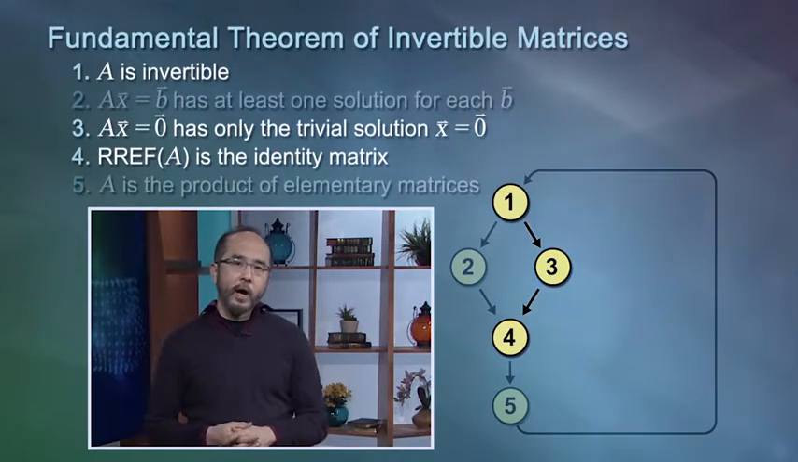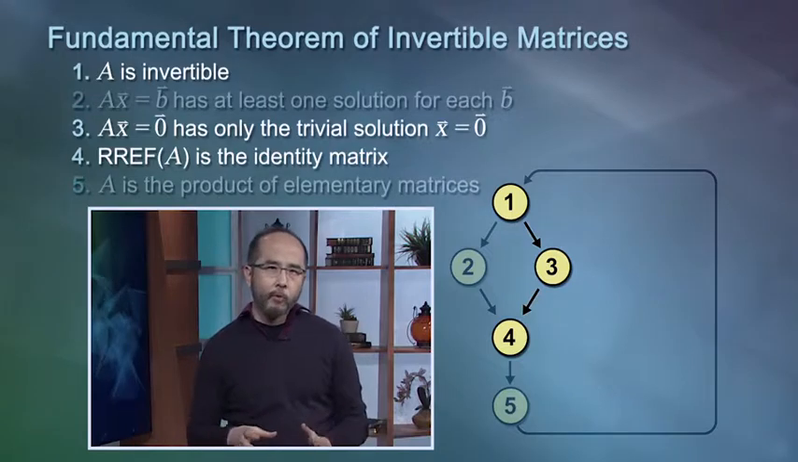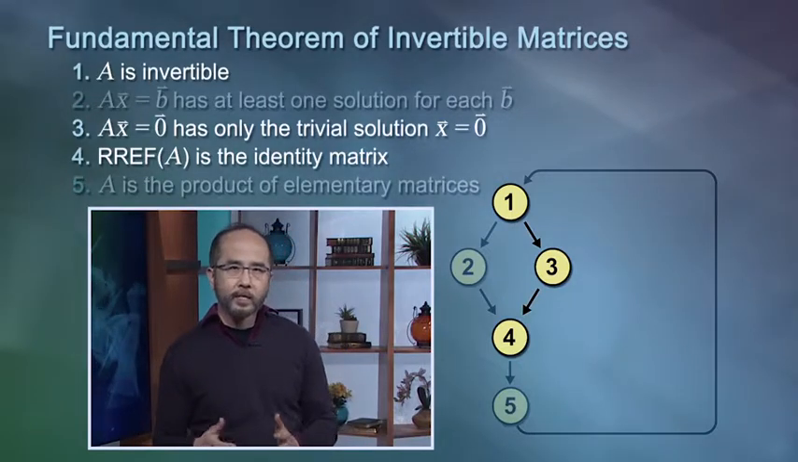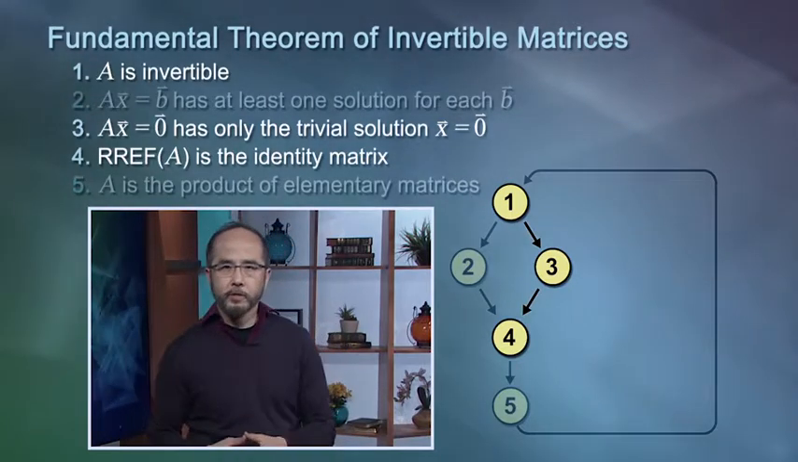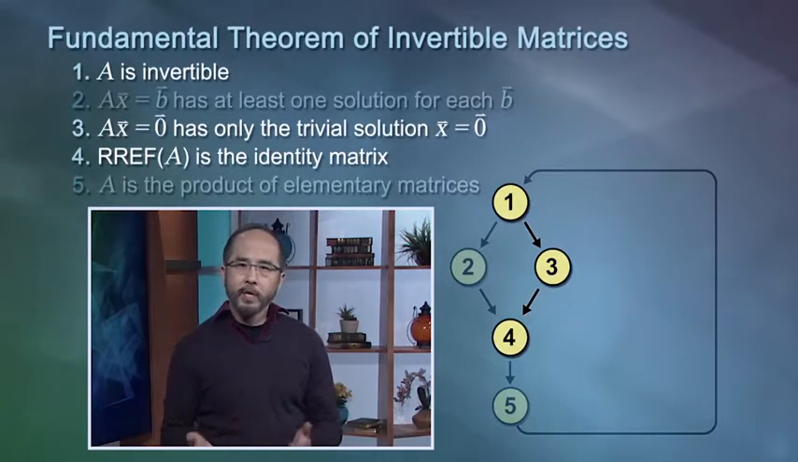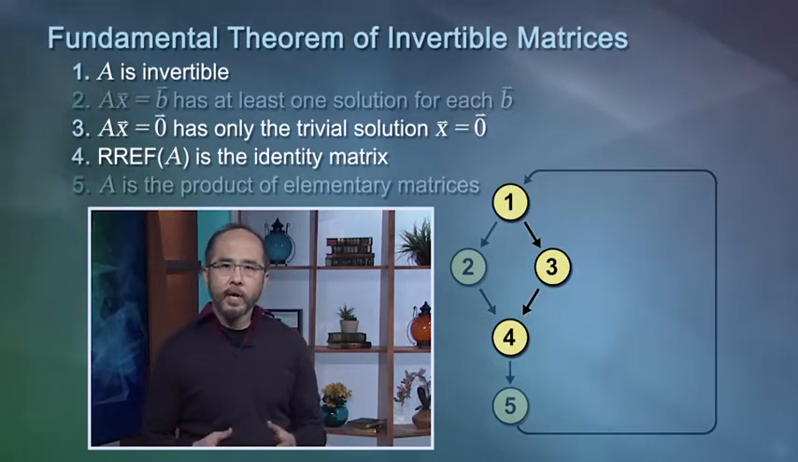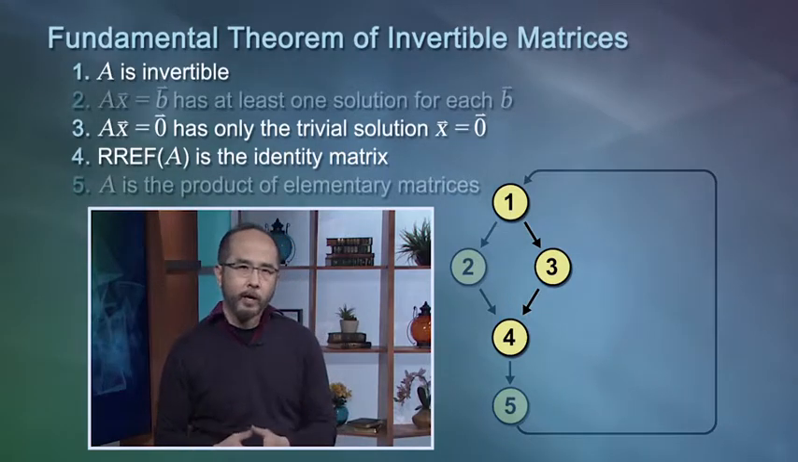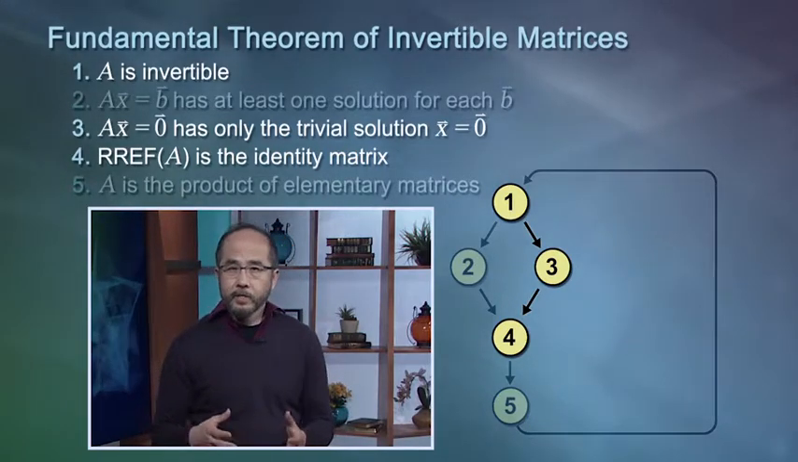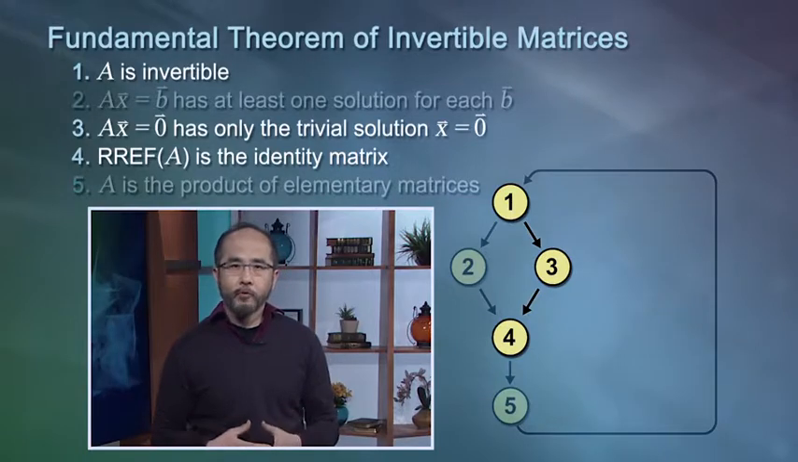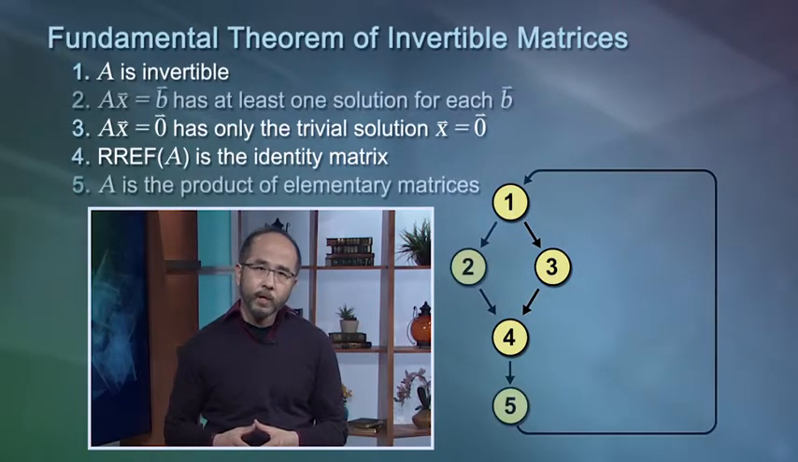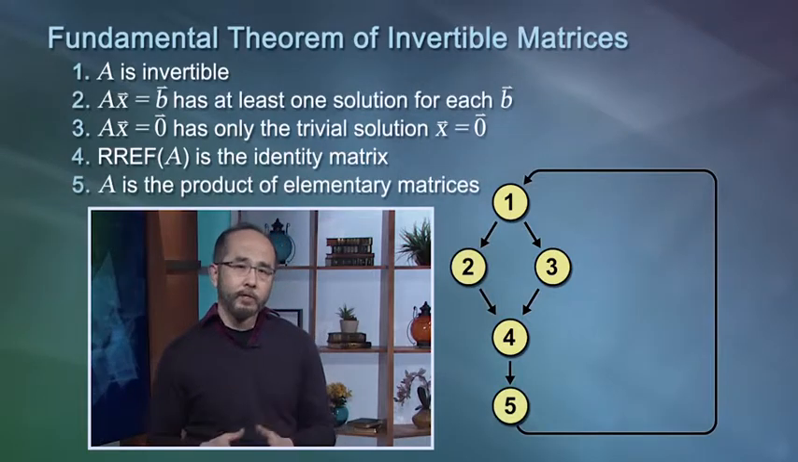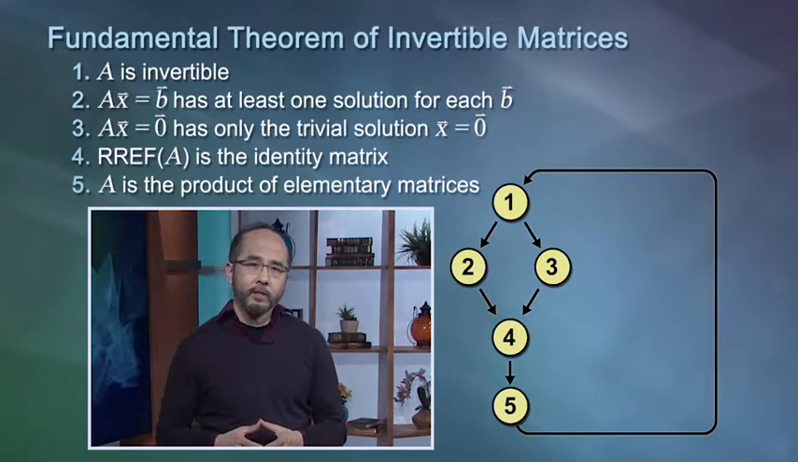And now to see why statement 3 implies statement 4, note that if AX equals 0 has only the trivial solution, then there must not be any free variables, which implies that the reduced row echelon form of A must have a leading 1 in every column. Since A is square, the reduced row echelon form of A must be the identity. We've now shown everything in this picture is equivalent.